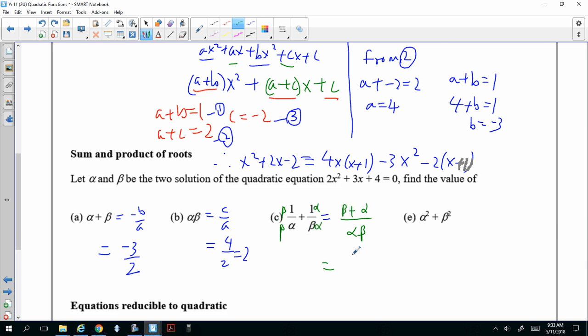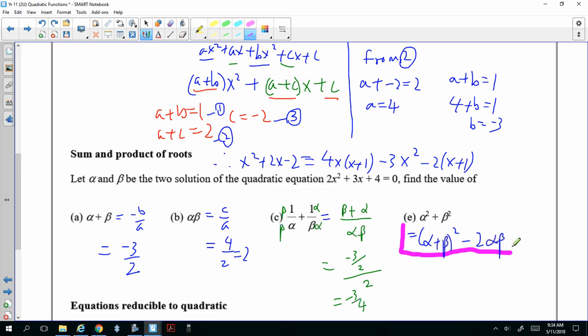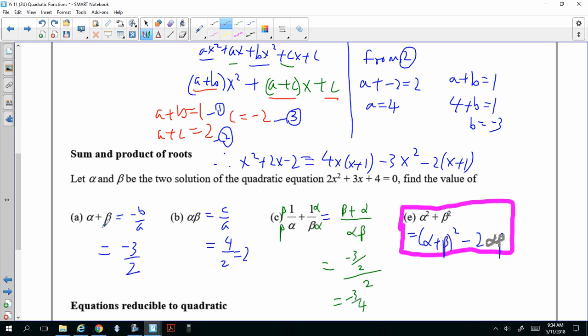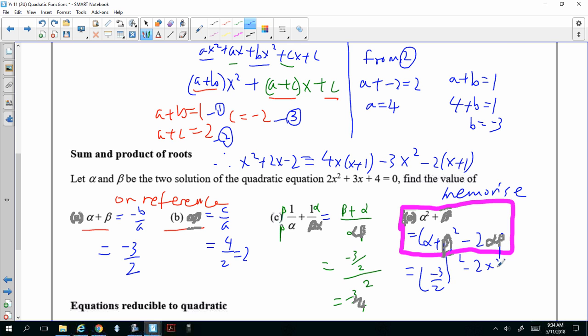And we also need to remember this special formula that we just covered in the quiz today. Please memorize it. Let me get a highlighter. Okay, memorize this. That's not only these two. These two are on the reference sheet. That's all. Nothing else. Okay, so you have to memorize this. And so what do you get? Negative 3 over 2 squared minus 2 times 2. That is 9 over 4, which is 2.25, minus 4. What do you get? Minus 7 on 4.